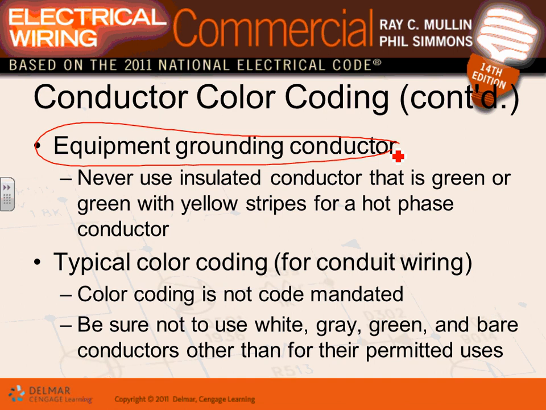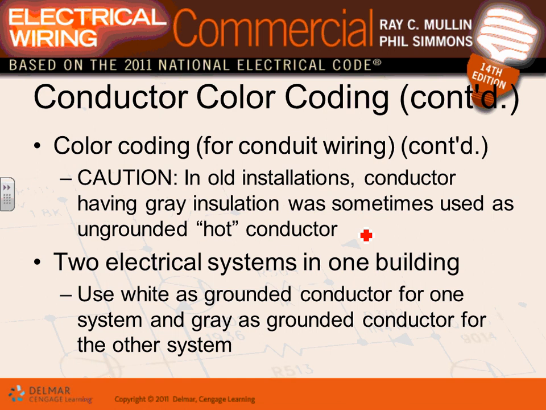Okay, typical color coding for conduit wiring: color coding is not code mandated. We talked about the colors that they can use, guys, for conduit. White and gray again. White and green, and green. This is your ground. These two are your neutral, right? Permitted to be used. Color coding.